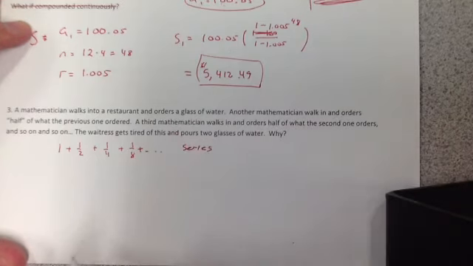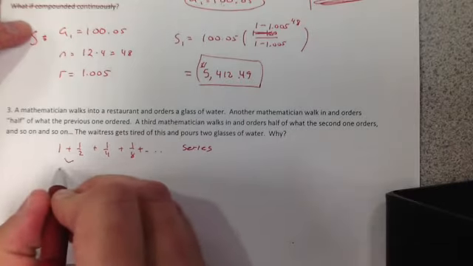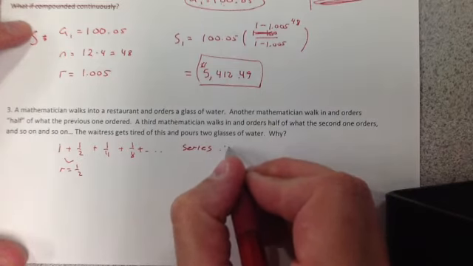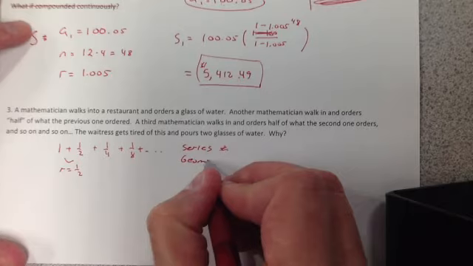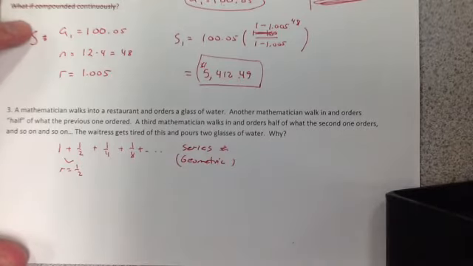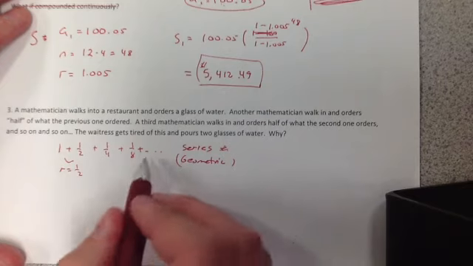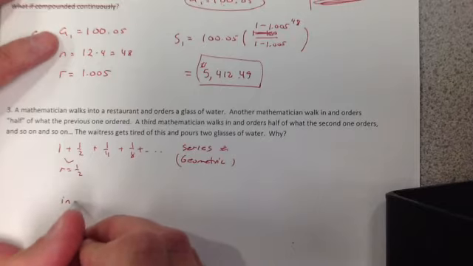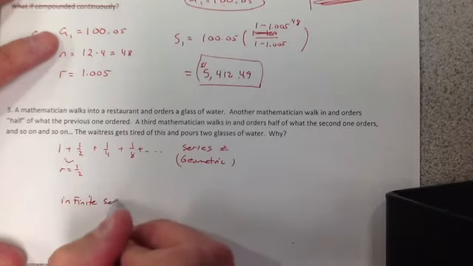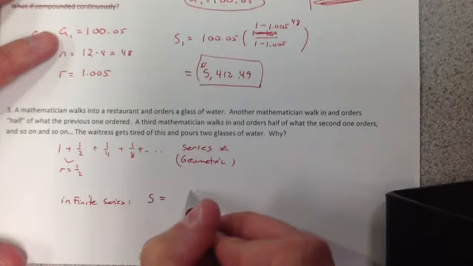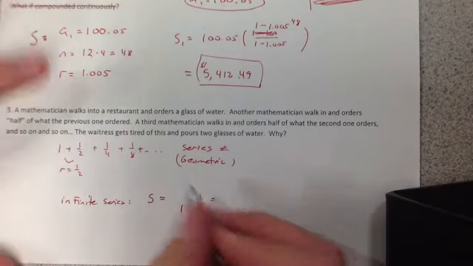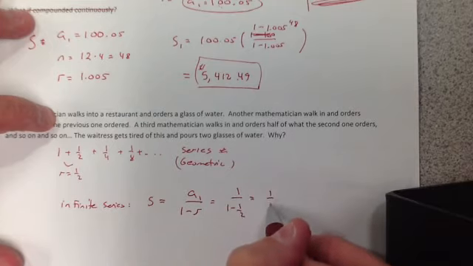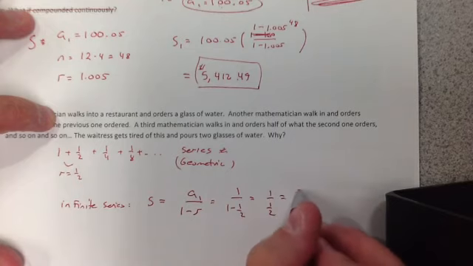So the question is, what type of series is it? Well, my r is 1/2, so it is geometric. It's our geometric series. And from earlier we learned, because it's going on forever and ever, this is our infinite geometric series. So our rule is to use this. Our formula for an infinite series is the sum equals the first term divided by 1 minus r, where my first term is 1, and we get 1 minus 1/2, which is 1/2. Invert and multiply, we get 2.